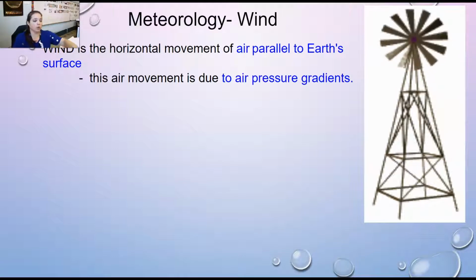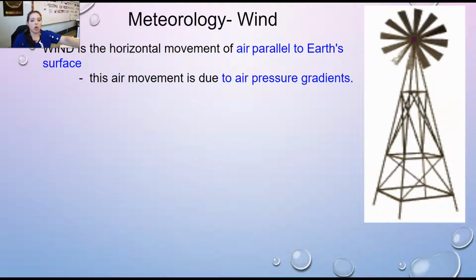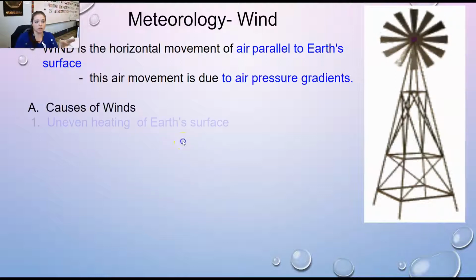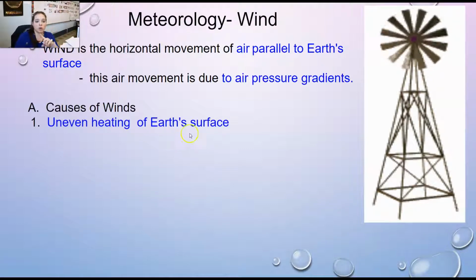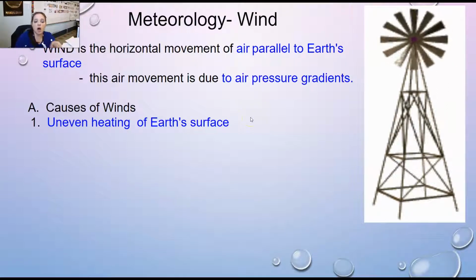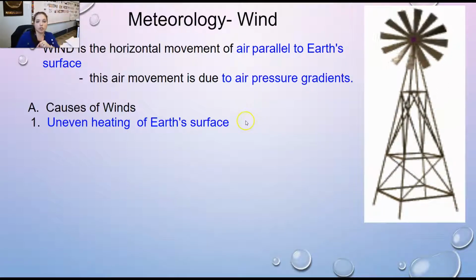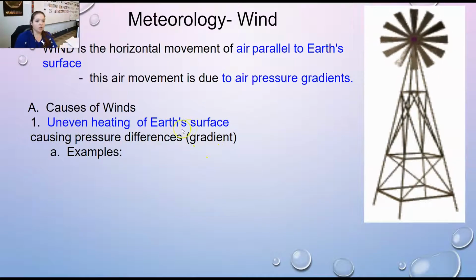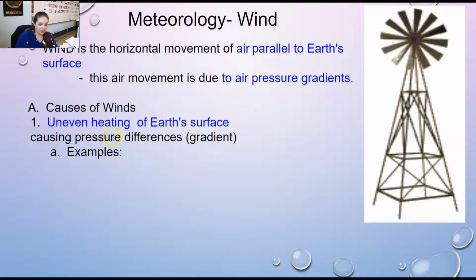So we looked at air pressure. We know that there are different types of air pressure, but due to those differences, you now have wind. It's air movement caused by those pressure differences. One of the huge causes, you should star this, underline, highlight, is uneven heating of Earth's surface. Huge thing. That's what causes wind. The uneven heating causes pressure differences.